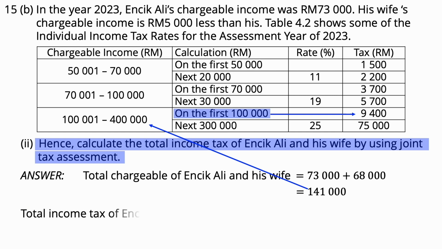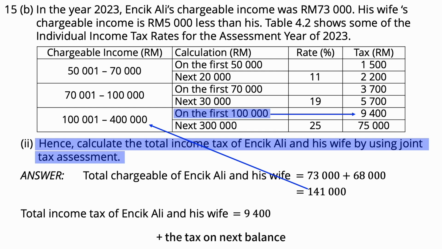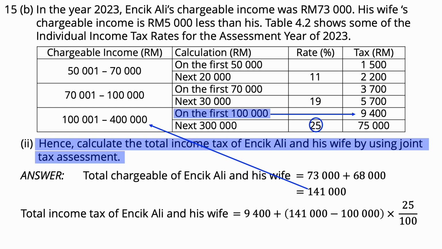Their total payable income tax, of Ali and his wife, is base tax, 9,400, plus the tax on next balance. 25% to be charged on next balance. That's 141,000 minus 100,000 times 25%. Then, deduct the tax rebate. No tax rebate for the tax assessment. The calculated result is 19,650. Therefore, the income tax to be paid by using joint tax assessment is 19,650 ringgit Malaysia.